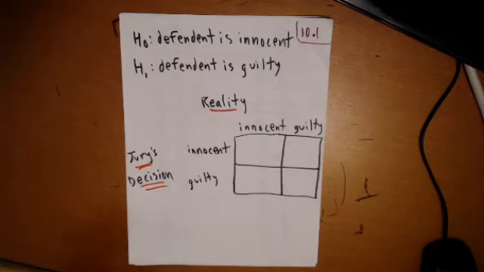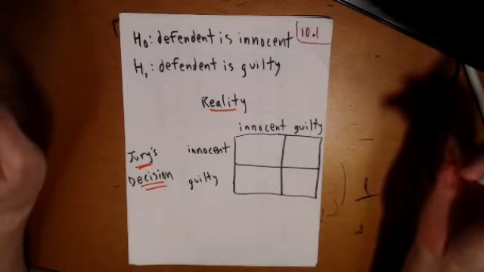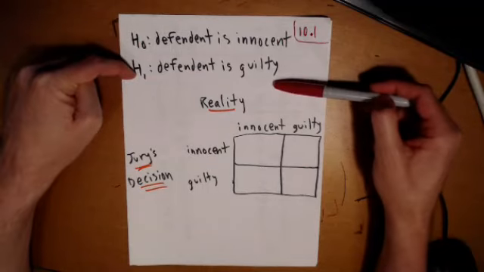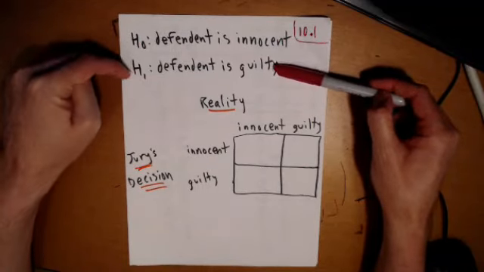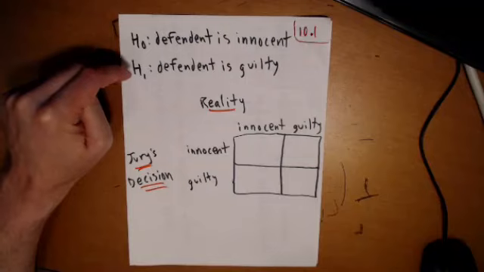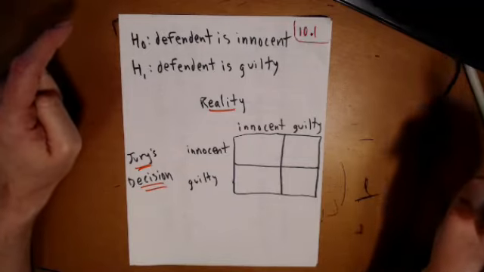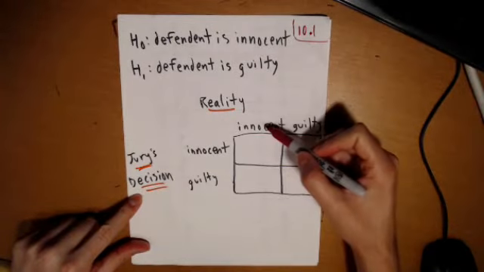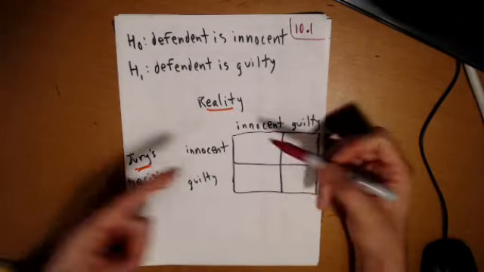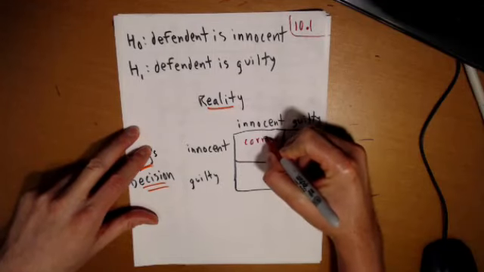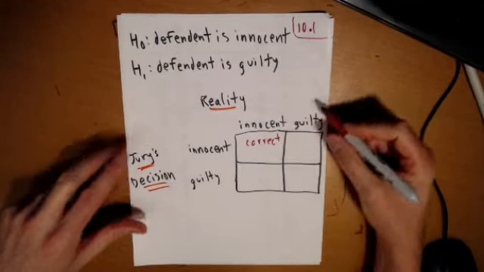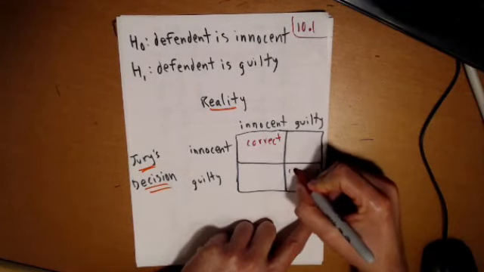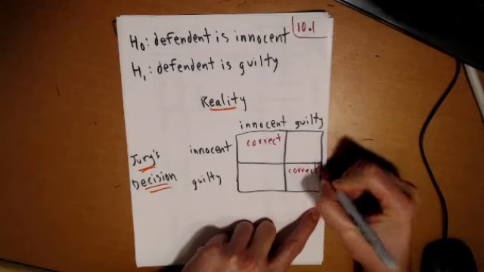In the U.S. justice system, we are innocent until proven guilty. So our null hypothesis is that the defendant is innocent. The alternative hypothesis is that they're guilty. And sometimes, as we've seen in movies or real life, mistakes are made, errors are made. So let's say in reality someone is innocent and the jury says they're innocent. Well, that's a good, correct decision. And if in reality someone is guilty and the jury says they're guilty, that also is a correct decision.